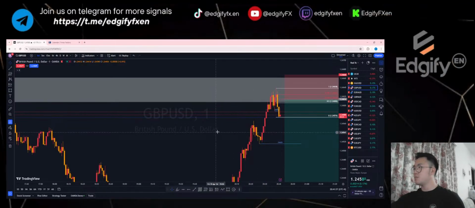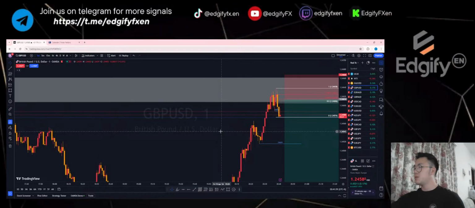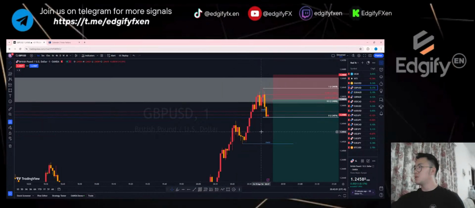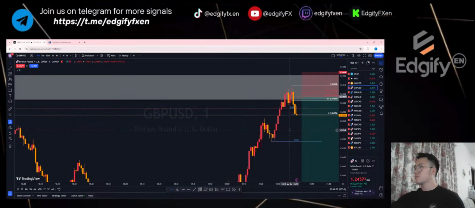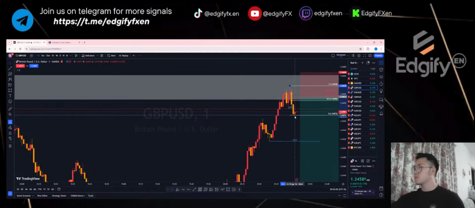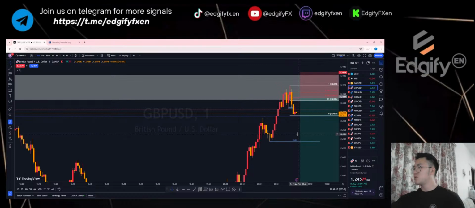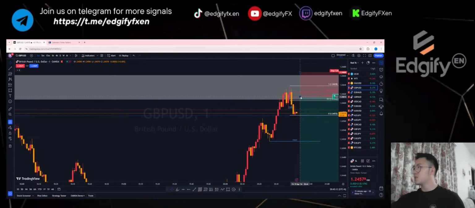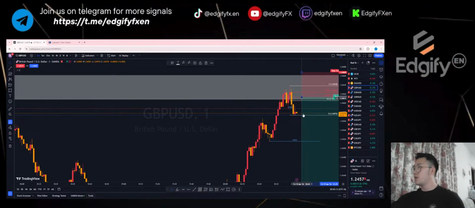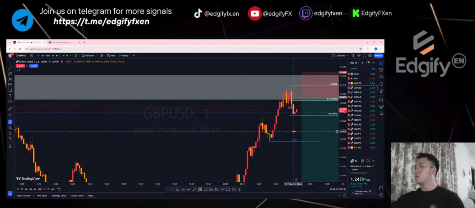This is GBP USD, on the 1 minute. I will just be trailing this down all the way. If I see what it's making, then maybe I'll go ahead and set a sell limit.